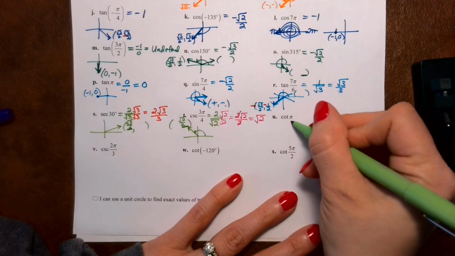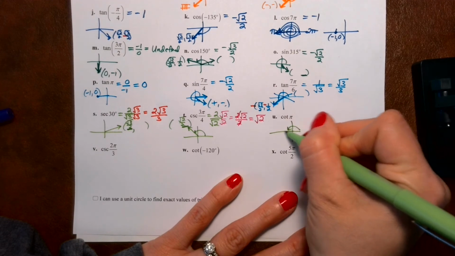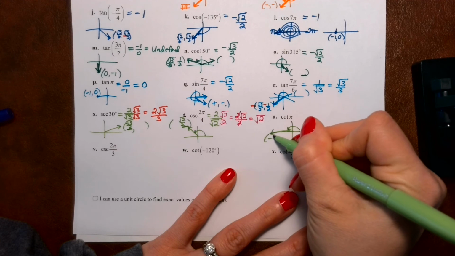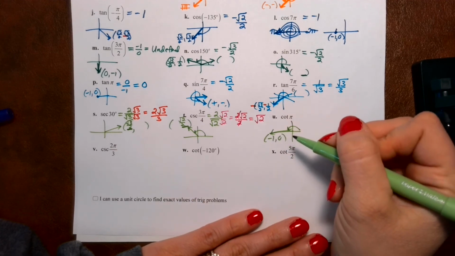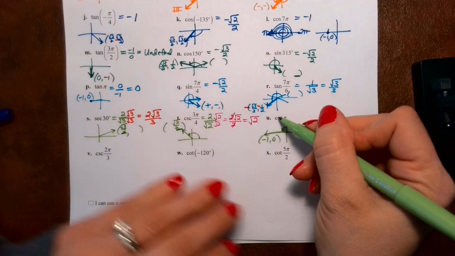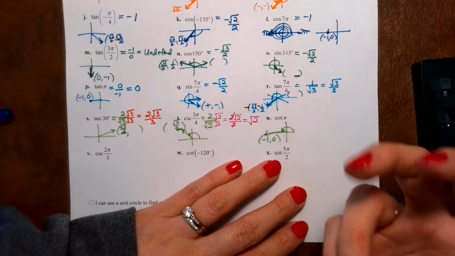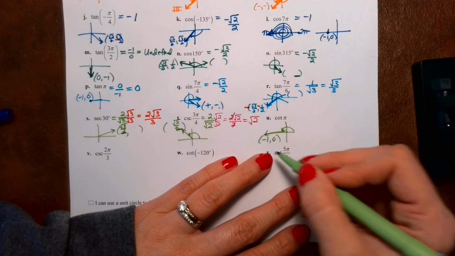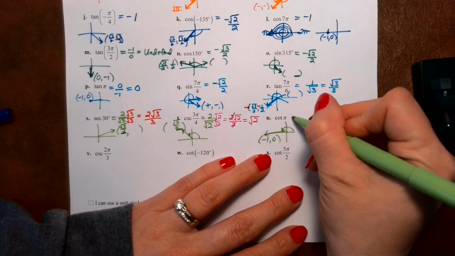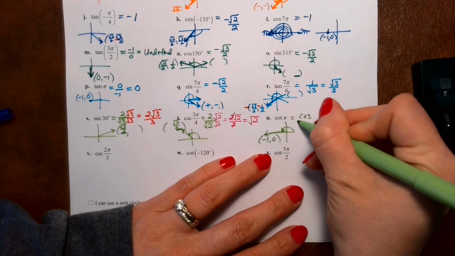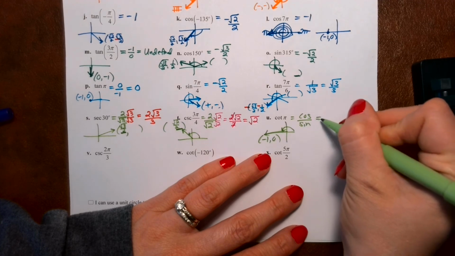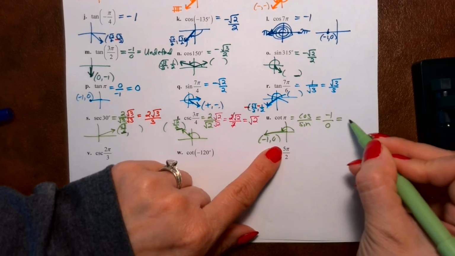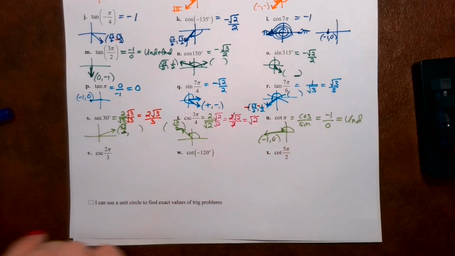Cotangent of pi. All right, pi is over here. I know where pi is. The value over here is negative 1 comma 0. Cotangent is the reciprocal of tangent, so it's not sine over cosine. Cotangent is cosine over sine. So we've got negative 1 divided by 0, and that makes it undefined.